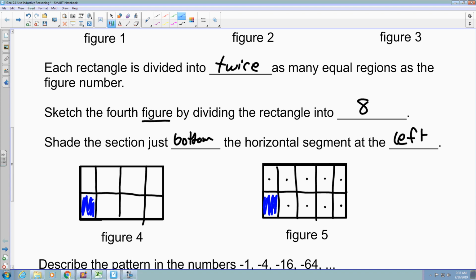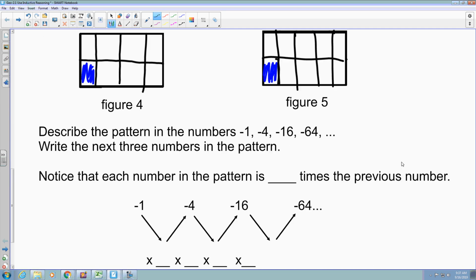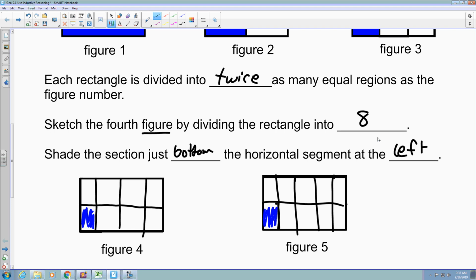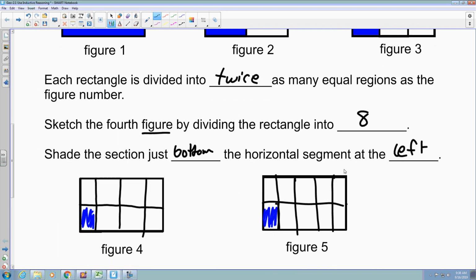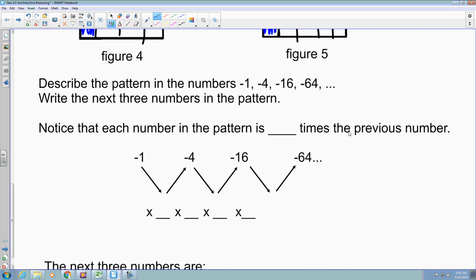All right, you don't have to put the dots on. You can try to erase them if you need be. Go from there. All right, so that is how we made our conjecture and made our inductive reasoning from the illustrations that were given to us.